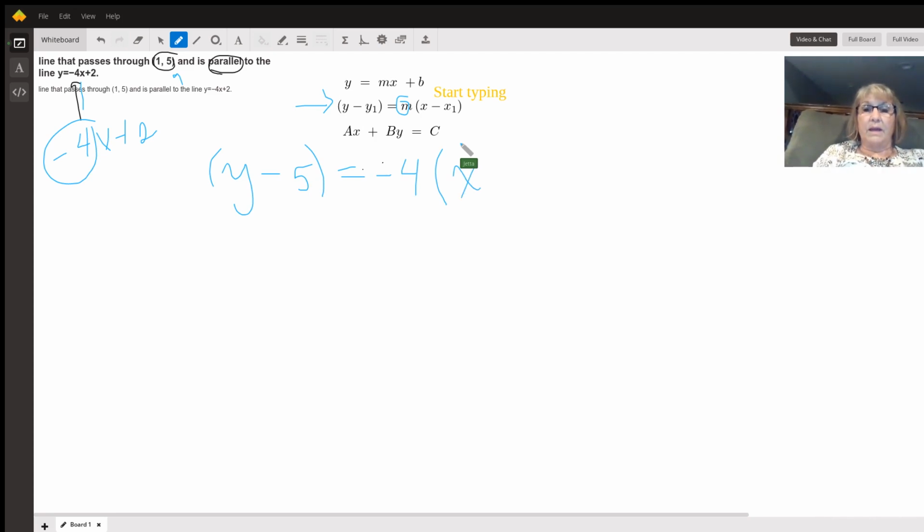And then I'll have x minus the x of the given point, and the x was 1. There you have it. You've got an equation of a line with slope of negative 4 that goes through the point 1, 5. You're good to go.